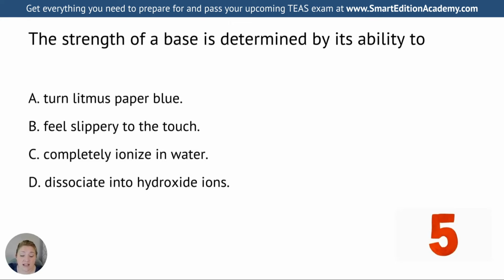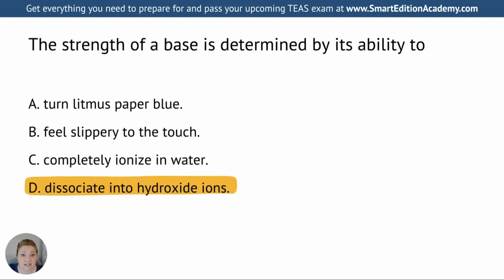For answer choice A, bases do turn litmus paper blue, but that is not going to tell you the strength of the base. Also, answer choice B, bases do feel slippery to the touch. However, all bases, from a weak base to a strong base, are going to feel slippery to the touch. So that's not going to tell us the strength of a base. Our last two answer choices are completely ionize in water or dissociate into hydroxide ions. Ionize in water has to do with acidic solutions. And so that leaves us with answer choice D, which is dissociate into hydroxide ions.